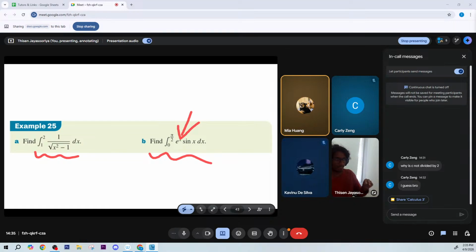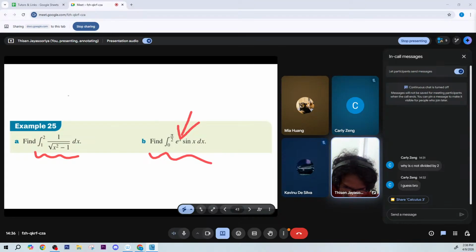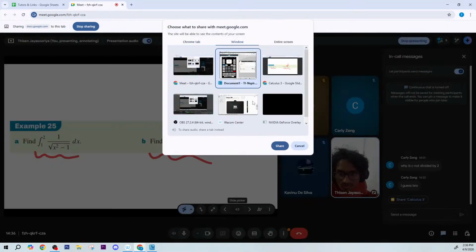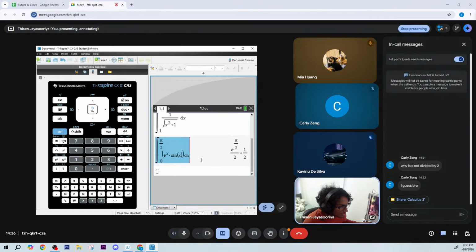e to the power of pi over 2 minus 1. Minus 1? Oh wait, oops, I didn't fully do it. Carly, have you found out what it was? e to the power of 2 all over 2 plus half. Plus half? Yep, perfect. So if I typed it into my calc, this is what it would look like on my calculator.